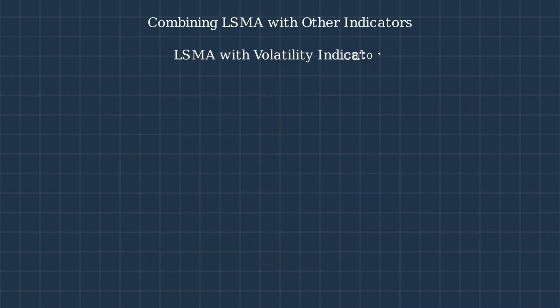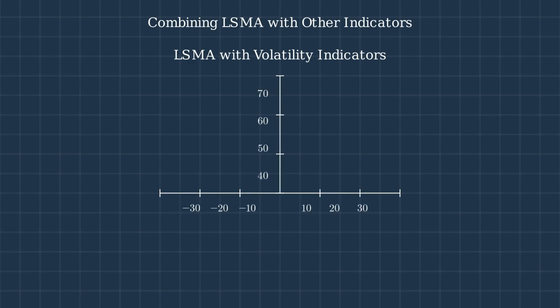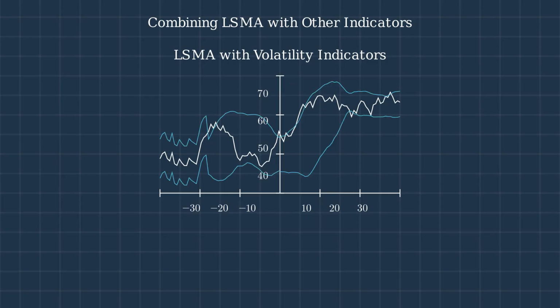LSMA can also be combined with volatility indicators like Bollinger Bands to identify potential breakouts. Bollinger Bands show market volatility and potential price targets. When LSMA crosses above or below the bands, it can signal the beginning of a strong trend.